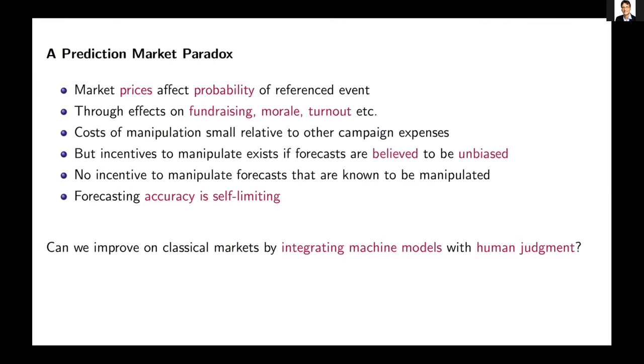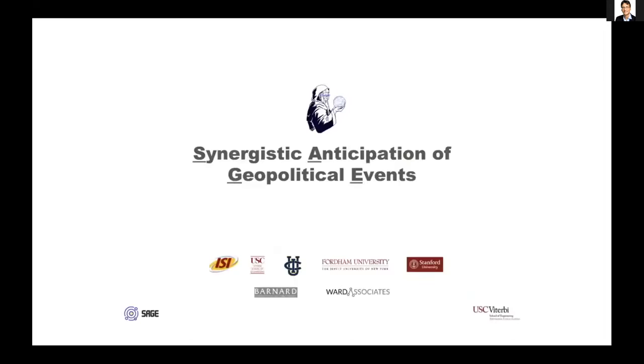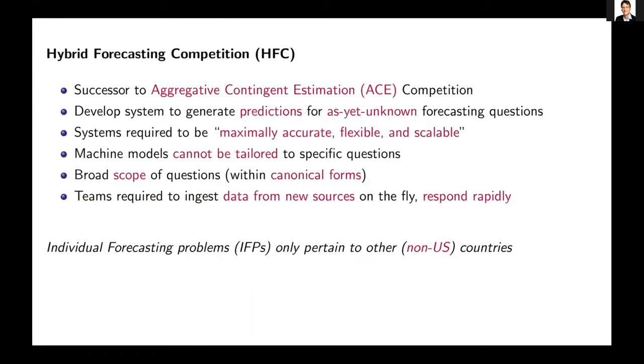So that leads to the final question I just want to wrap up with, which is: can we somehow integrate the model approach and the human judgment approach? And part of what I'll describe right now is funded by a grant from IARPA under the hybrid forecasting competition. I was part of a team led by Aram Galstyan from the University of Southern California called SAGE, Synergistic Anticipation of Geopolitical Events. This is a successor to the same IARPA-funded aggregative contingent estimation competition, the ACE competition, that was won by the Good Judgment Project you have read or heard about.